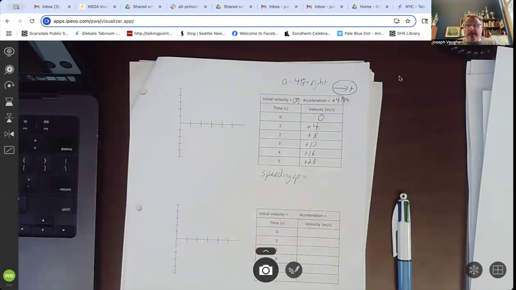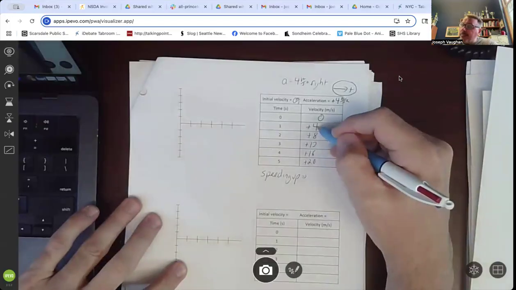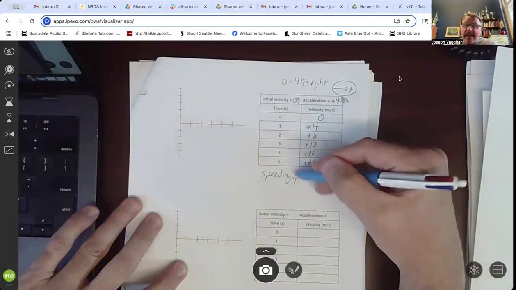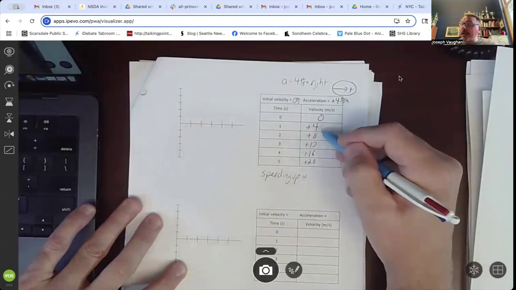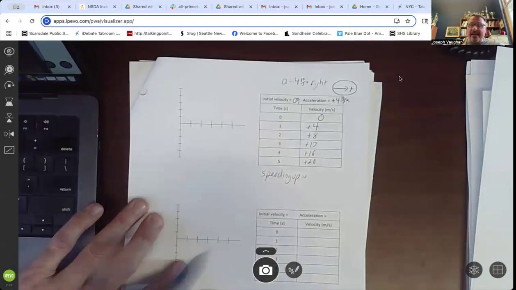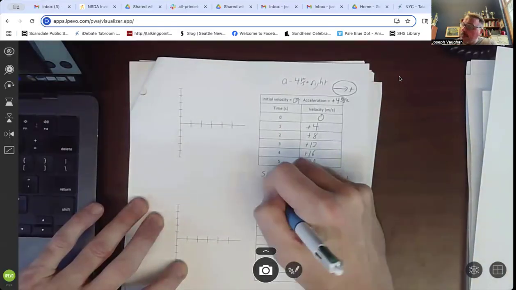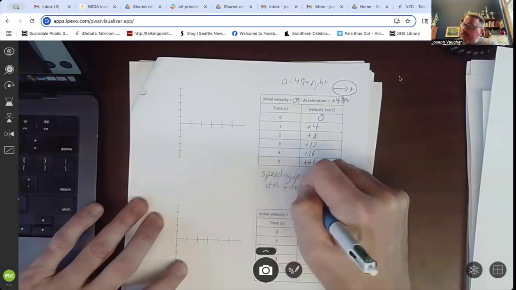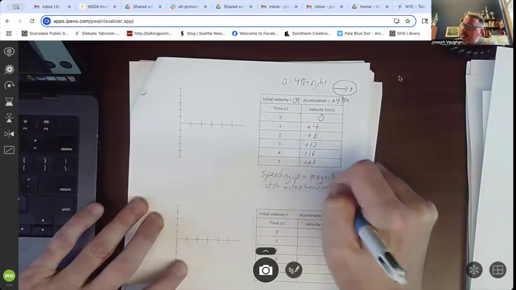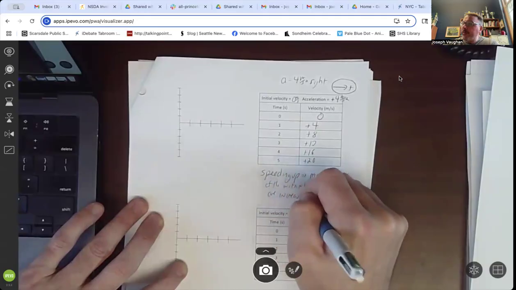But anyway, from the data, what is our evidence that this is speeding up? Our evidence from our data is that the magnitudes of the instantaneous velocities are getting higher. I'm going from 4 to 8 to 12 to 16 to 20. So it's important to say not that the velocity is increasing, but that the magnitudes of the instantaneous velocities are increasing. Awesome. So we've got that.